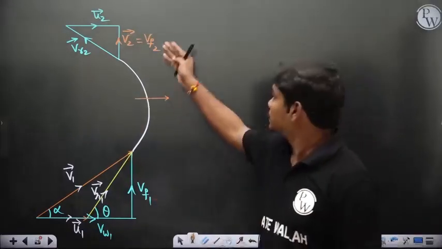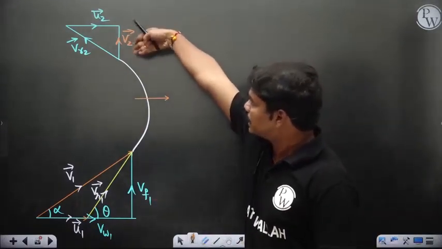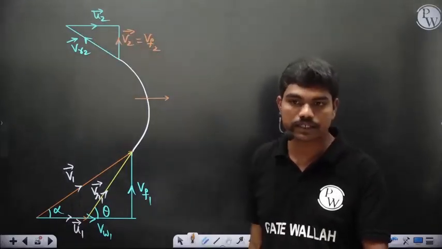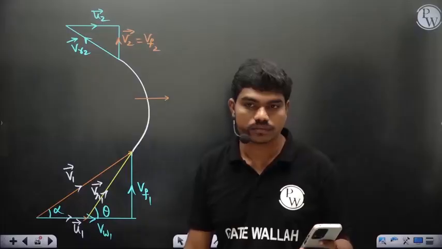Did you understand this? This V2 is exactly in the radial direction, in the exactly upward direction, so that the VW2 component is 0 in this case, okay.